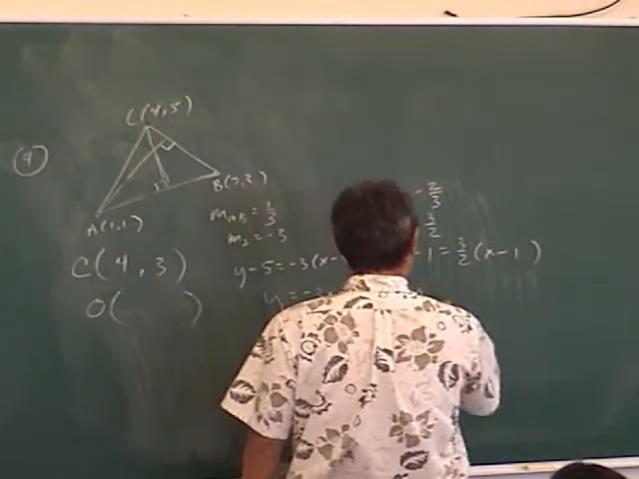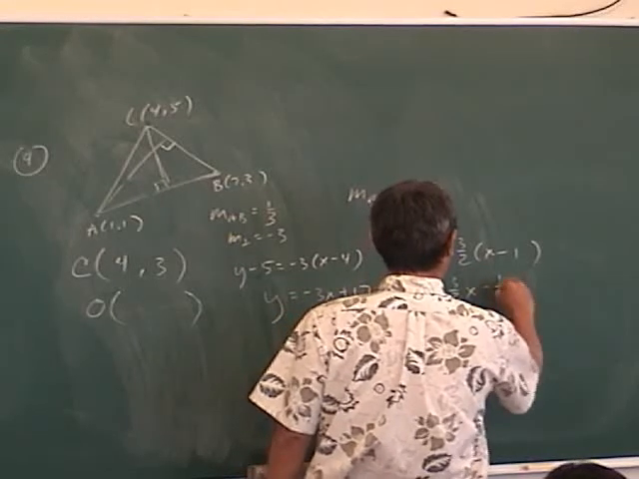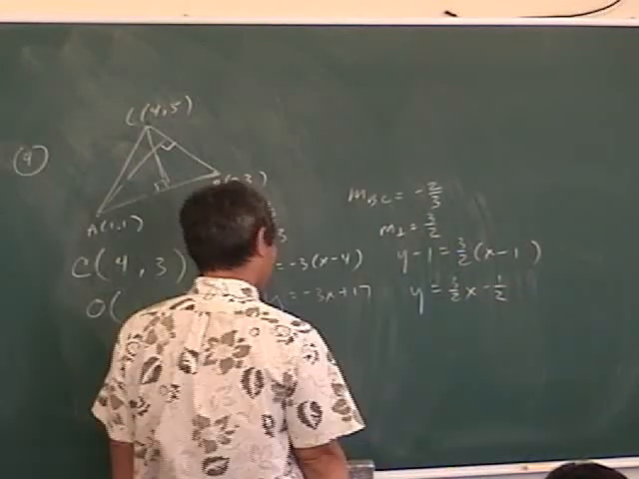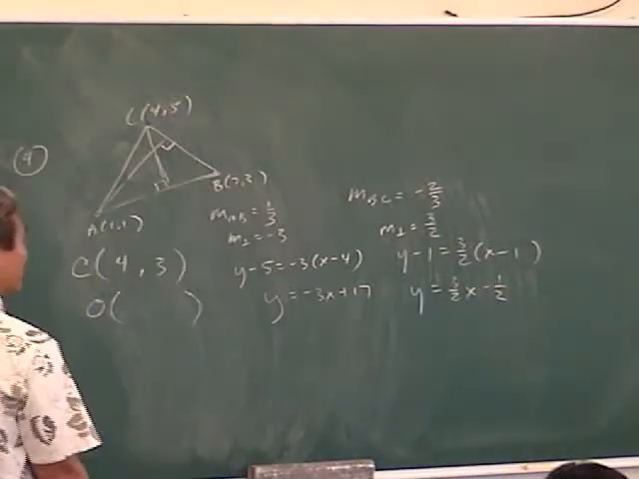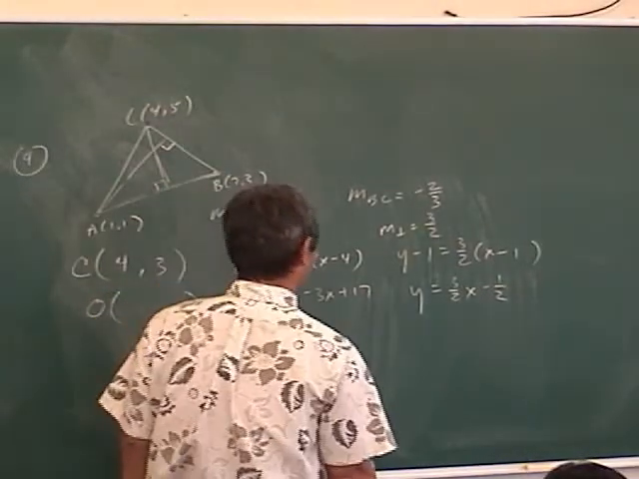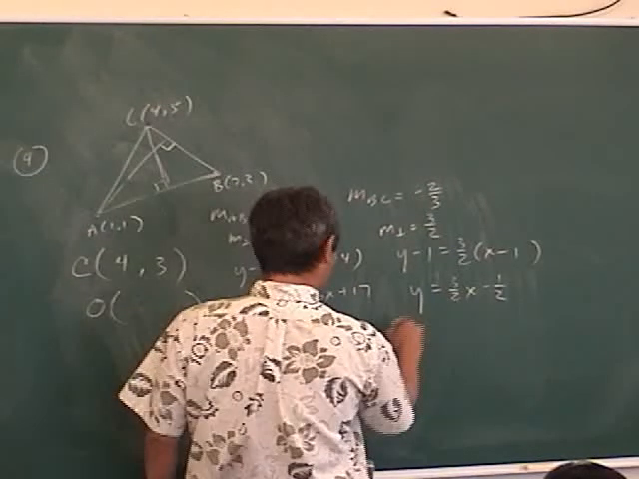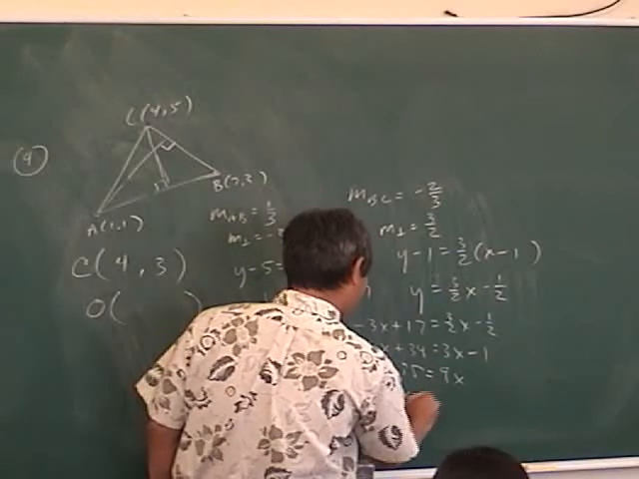Okay, let's solve for y. y equals 3/2 x minus 3/2 plus 1, so minus 1/2. Did I do this correctly? All I did is change it into y equals mx plus b, the Matsubara method. Okay, now what? Substitute for y. -3x plus 17 is equal to 3/2 x minus half. How do I get rid of fractions? Multiply through by 2. -6x plus 34 is equal to 3x minus 1. 9x equals 35. x equals 35/9.